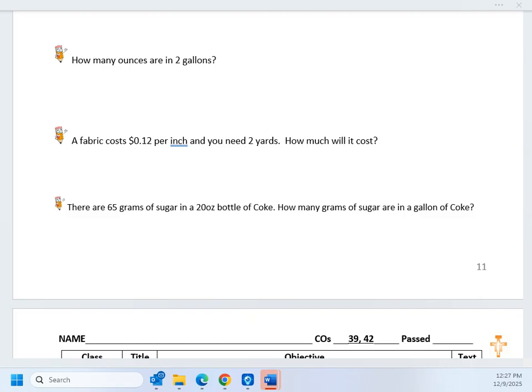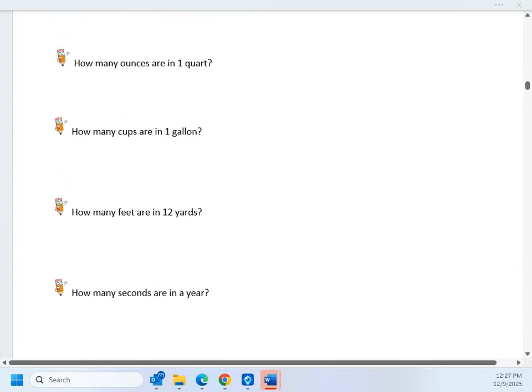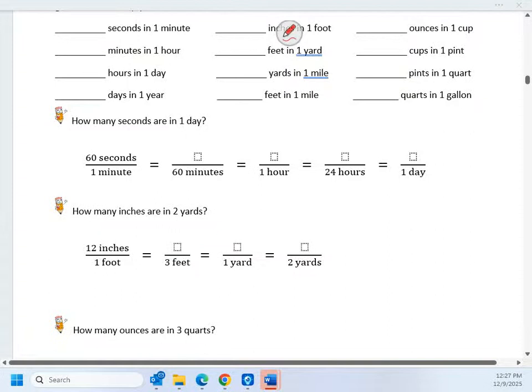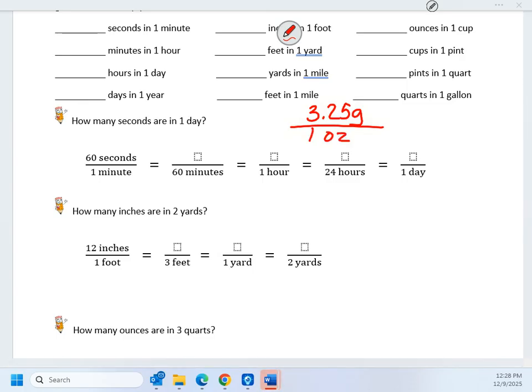So we didn't use grams. He doesn't have that in our table. So what I need you to know about grams is there are, if we go back here, there are 3.25 grams in 1 ounce. Okay, that's going to help you on that last one. 3.25 grams in 1 ounce. Any questions on that second work page?